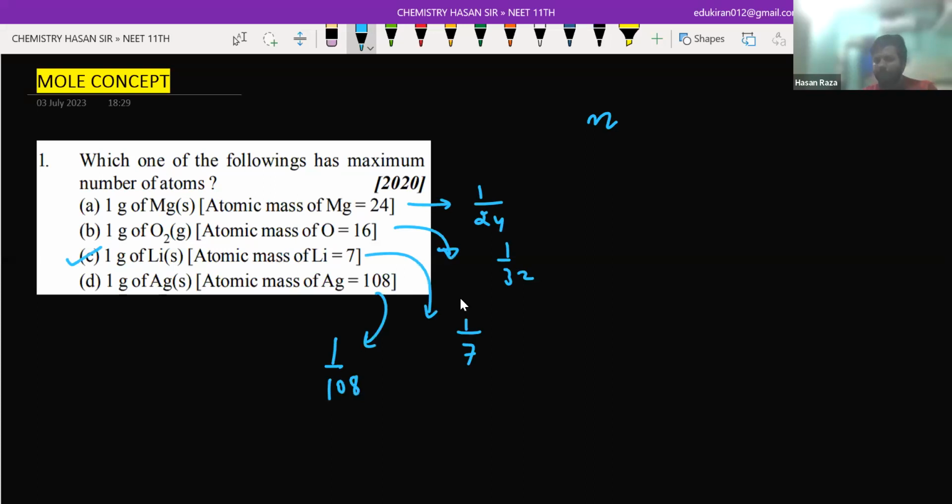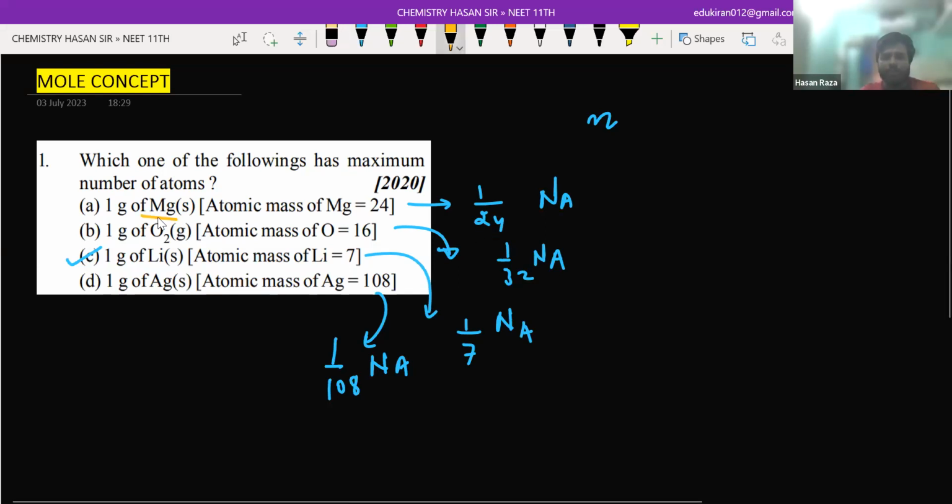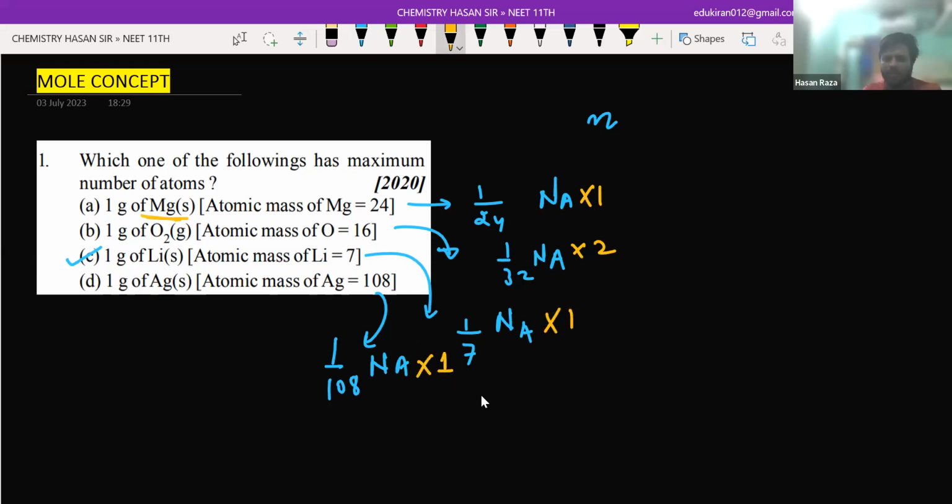After calculating the number of moles, you are going to calculate the number of molecules. That means you multiply every number of moles with Na. And if you want to calculate the number of atoms, how many atoms do you see here? Only one, so you multiply by 1. O2, you multiply by 2. Lithium, you multiply by 1. And this is also 1. So this is the total number of atoms for the different elements or molecules.